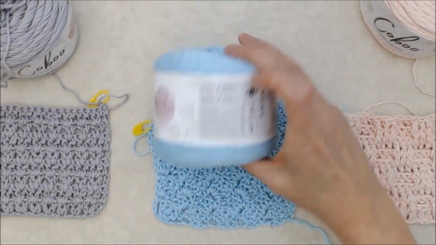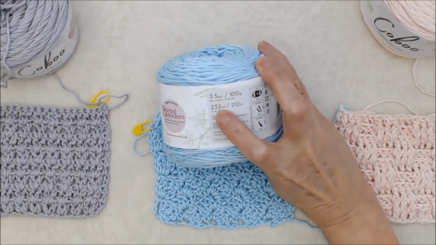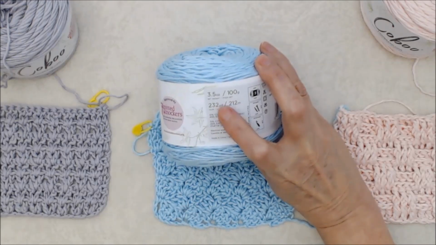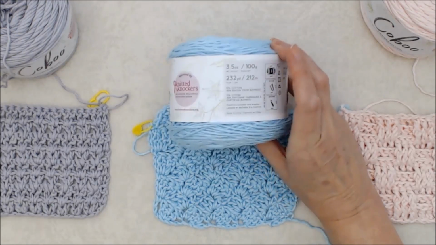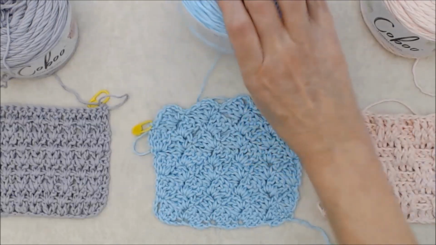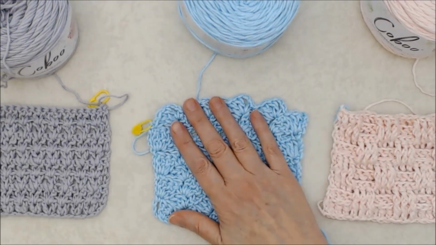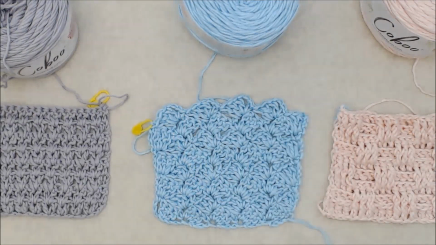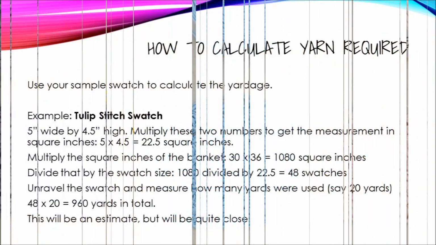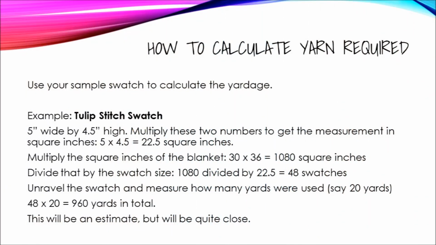So in this case, each ball is 232 yards. So I would need a little over 4 balls of yarn of this particular yarn to make this blanket 30 by 36. So there you go. And again, here is the written directions for that.